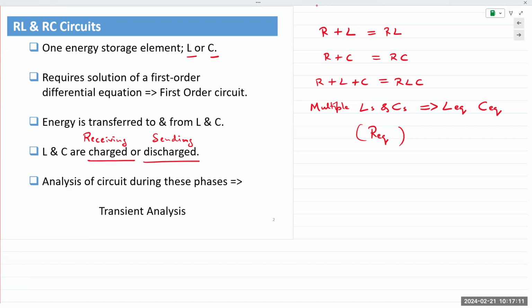Okay, so charging, discharging, first order circuit, and then second order circuits. I'll talk about it a little bit just after we are done with all the examples and everything. But we don't look at the equations.